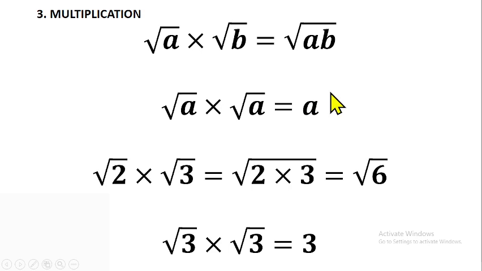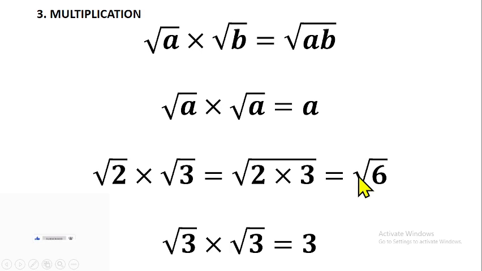So if you understand that, let's try this. Let's multiply these two roots. We have root 2 times root 3. That will give us root of 2 times 3, because they are different roots, so we can multiply them according to the law. So that will give us root 6. So root 2 times root 3 will give us root 6. Do you understand that?